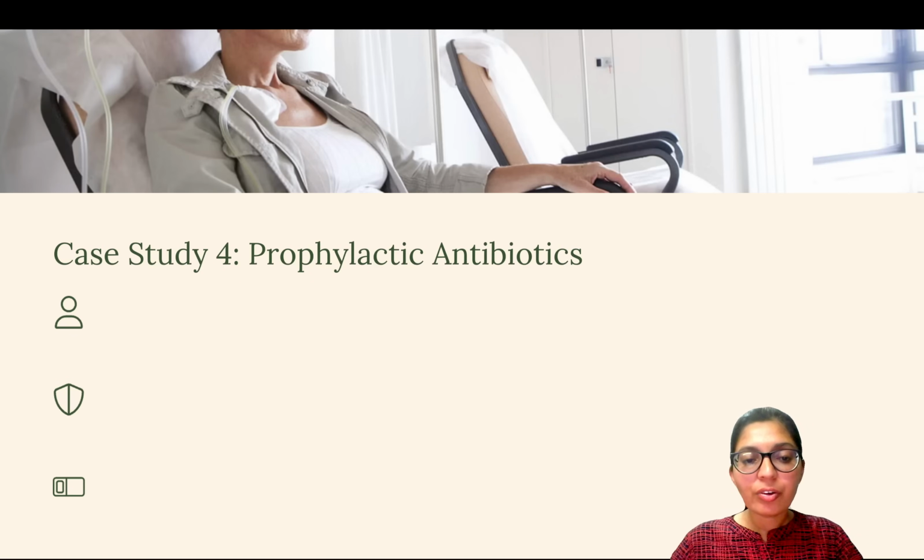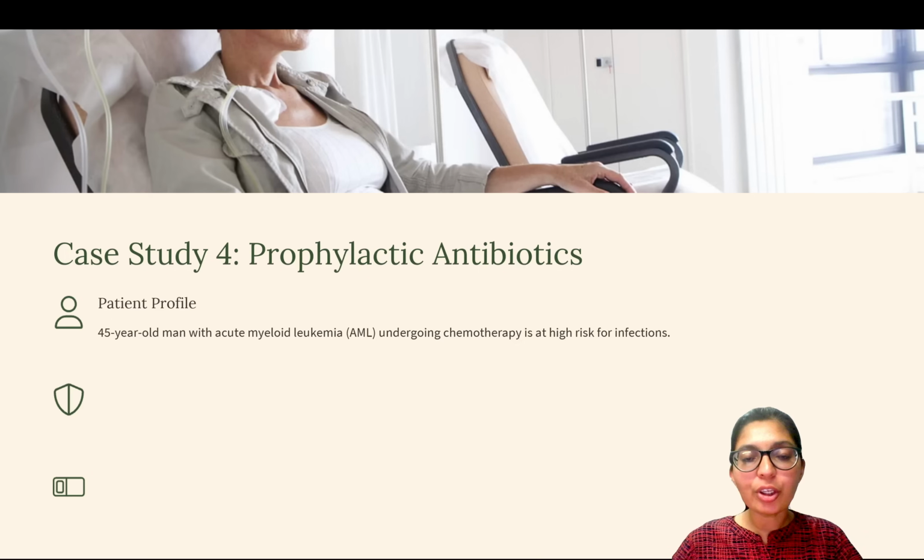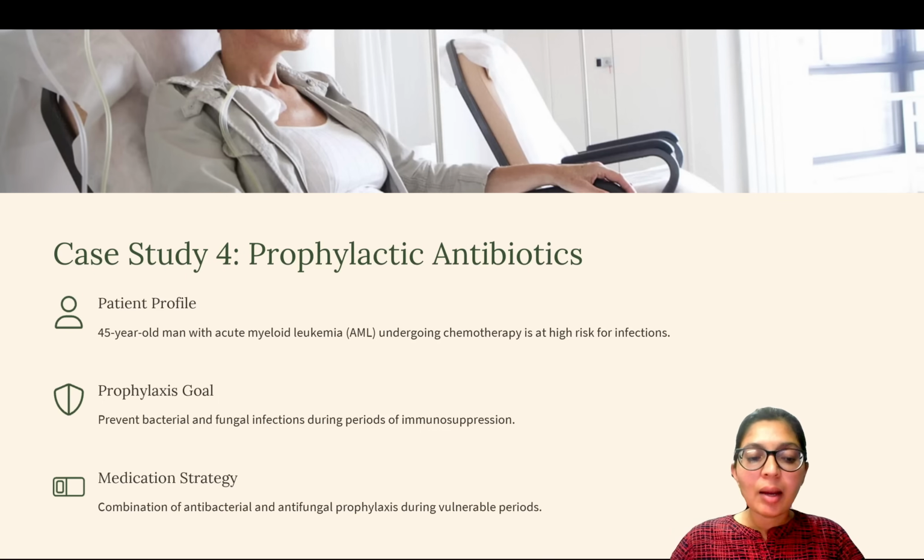Case study 4, prophylactic antibiotics. Patient profile says a 45-year-old man with acute myeloid leukemia undergoing chemotherapy is at high risk for infections. Prophylaxis goal: prevent bacterial and fungal infections during period of immunosuppression. Medicine strategy: combination of antibacterial and antifungal prophylaxis during vulnerable periods.